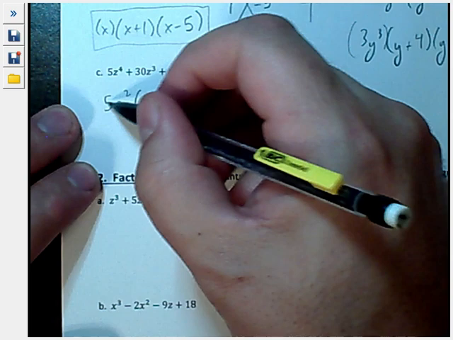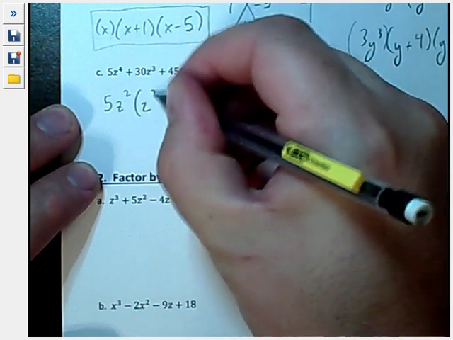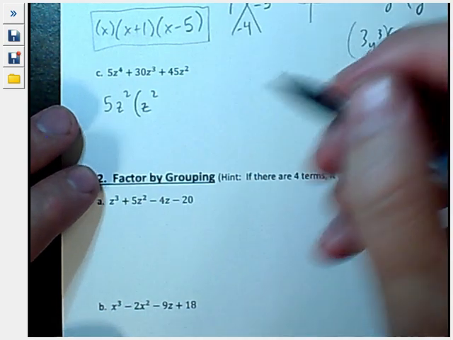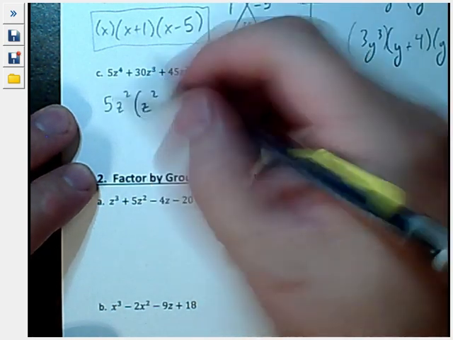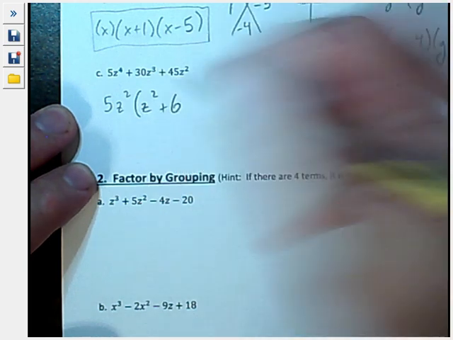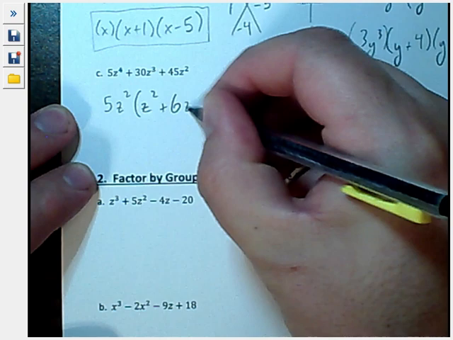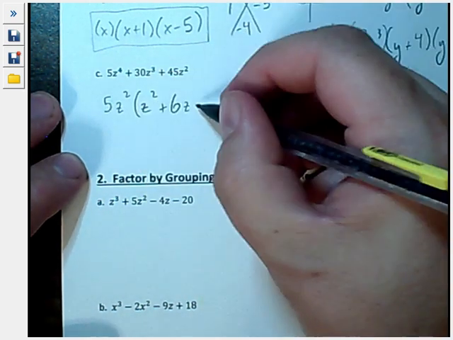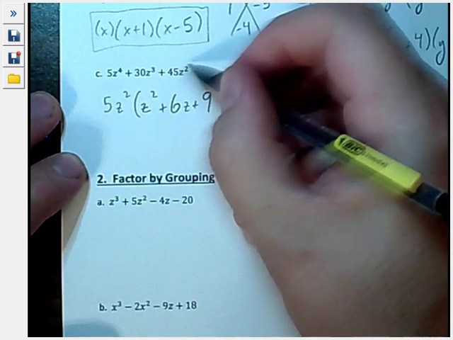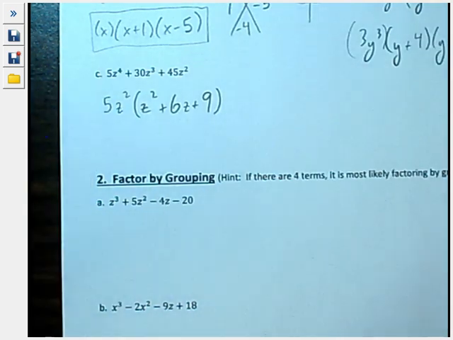Well, 5 divided by 5 would be 1. Z to the fourth divided by z to the second is still z to the second. I put that little line across my z's right there so you know it's a z and not a 2. 30 divided by 5 is 6. And this is z to the third divided by z squared. It just leaves us with 1z. And this is 45 divided by 5 is positive 9. Z squared divided by z squared is just 1. And so there we go.